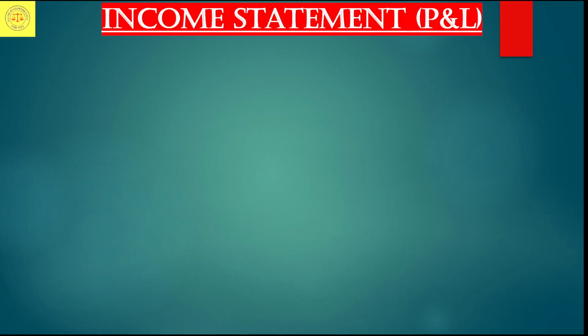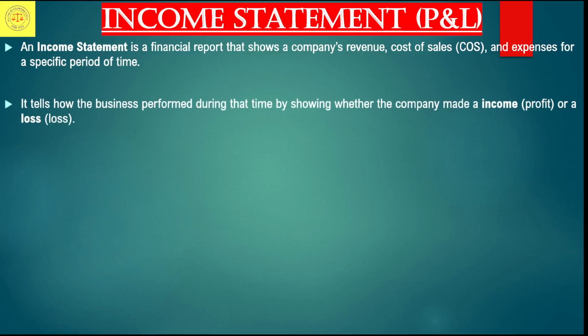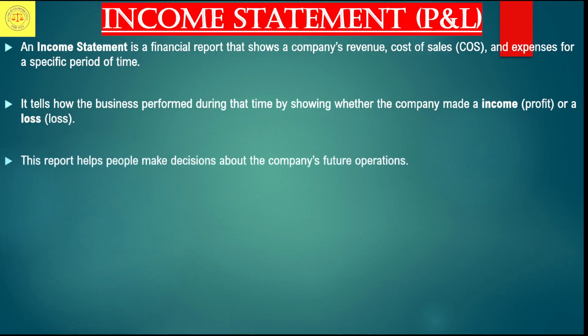So let's talk about the income statement or P&L. An income statement is a financial report that shows a company's revenue, cost of sales, and expenses for a specific period of time. So the other one is "as of"; this is a period of time. It tells how the business performed during the time by showing whether the company made income, profit, or lost money. This report helps people make decisions about the company's future operations.